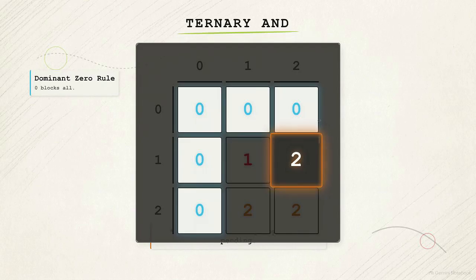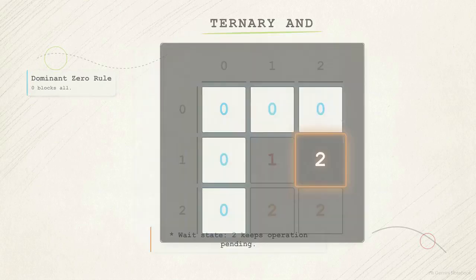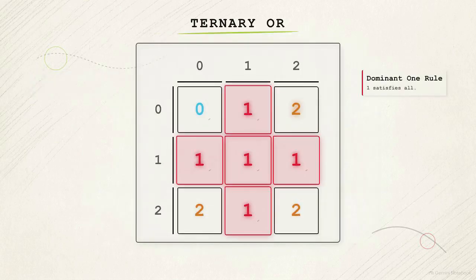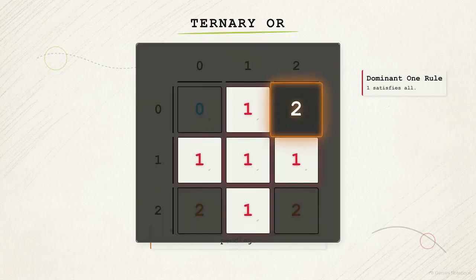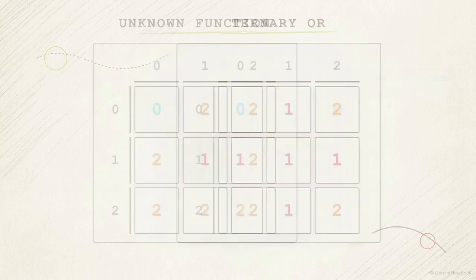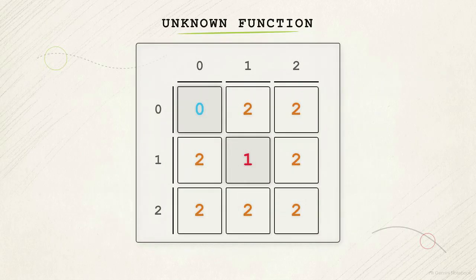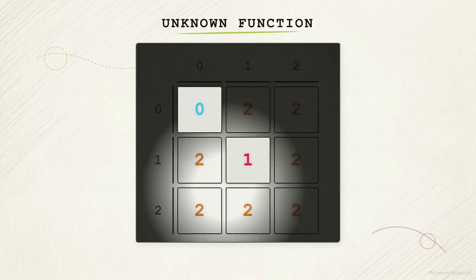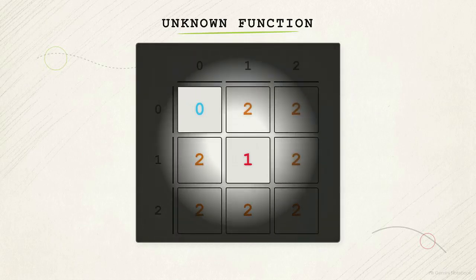This chart shows the TriGate, the foundational logic gate of Aurora, starting with the ternary AND function. It extends traditional logic to process zeros, ones, and twos natively. Observe the dominant 0 rule. If one input is 0, the answer resolves to 0 immediately. We don't need to know what the 2 will eventually become. In the next row, 1 AND 2 equals 2. Because the result depends entirely on that unresolved value, the gate keeps the operation open.